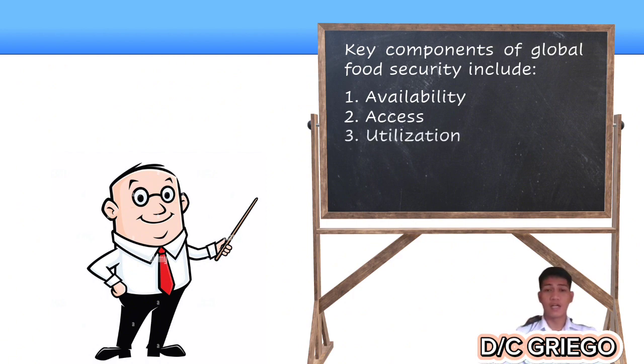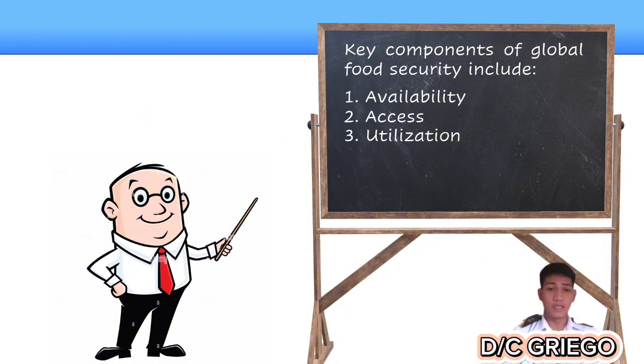So the third is utilization. So utilization: access to food is not enough. The food must also be nutritionally adequate to meet the dietary needs of individuals. This involves considerations of the nutrient content of the available food and the ability of individuals to use it effectively.